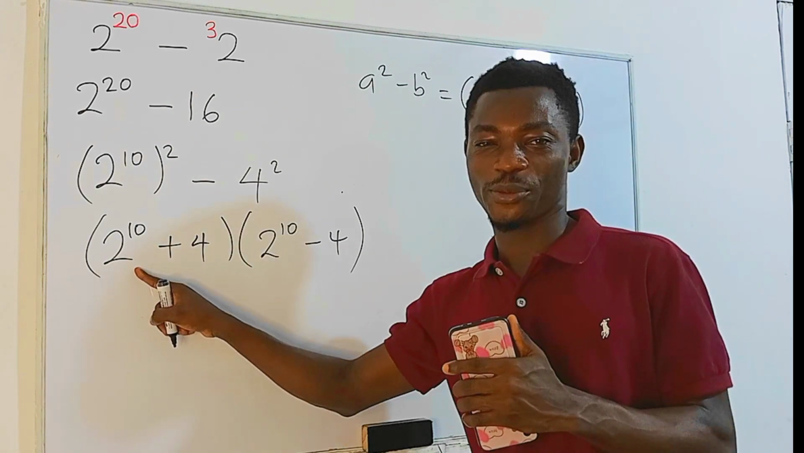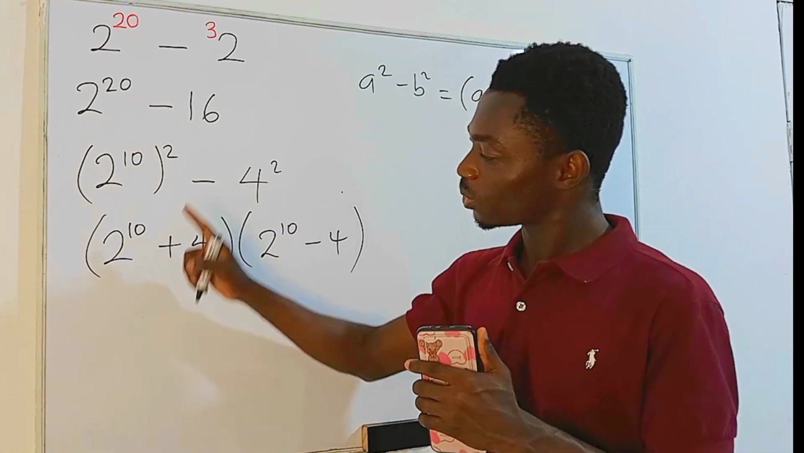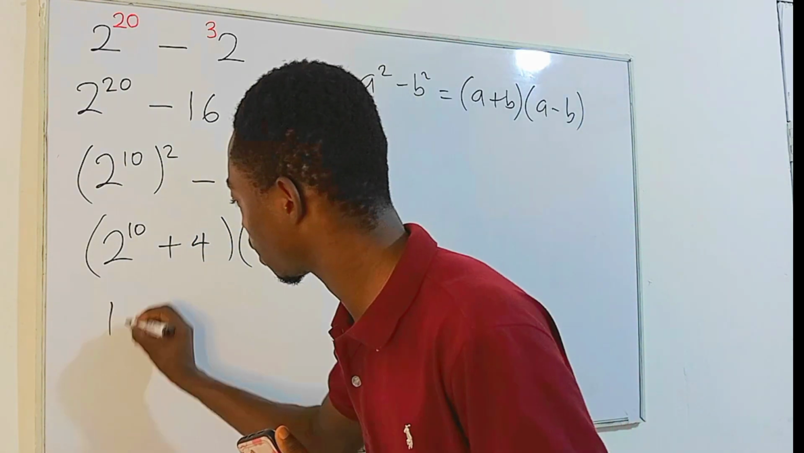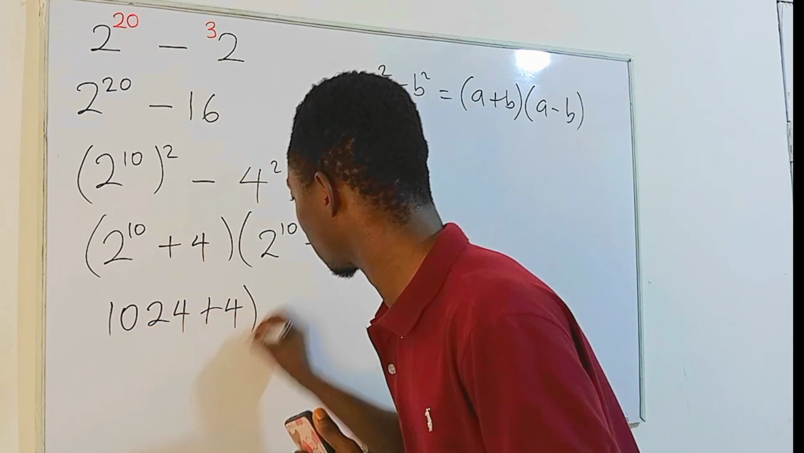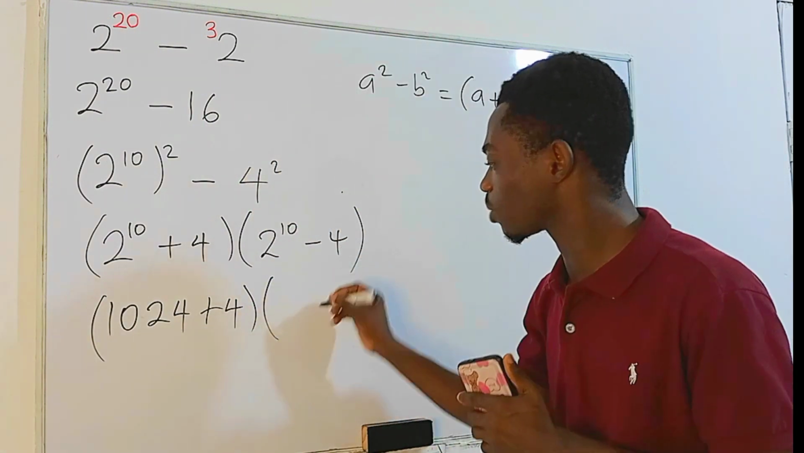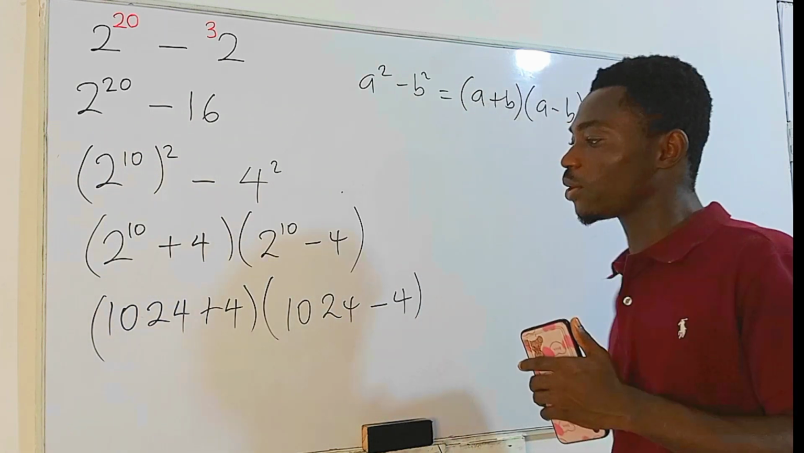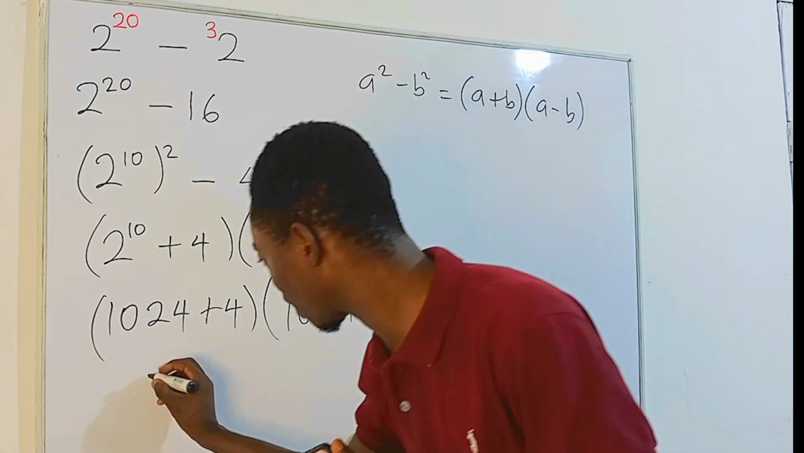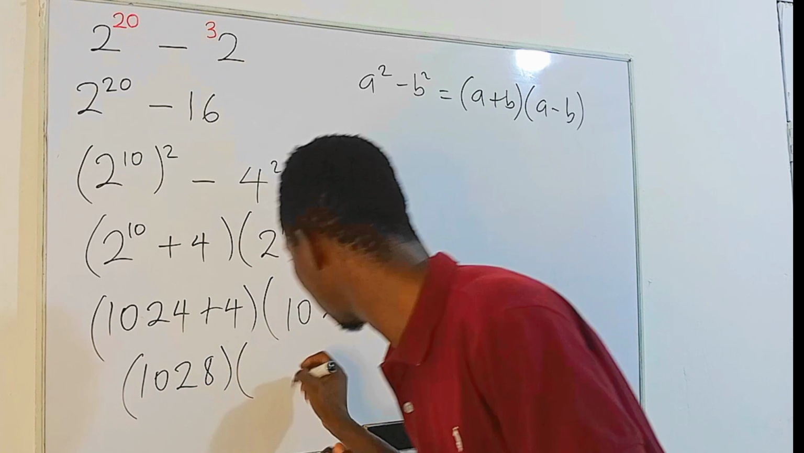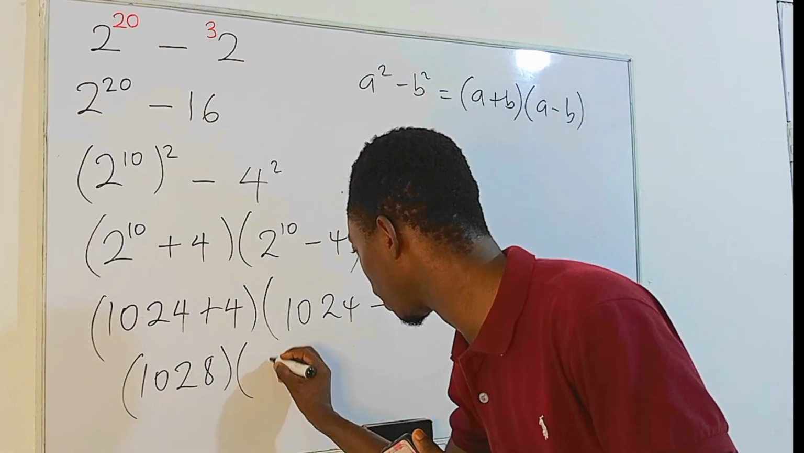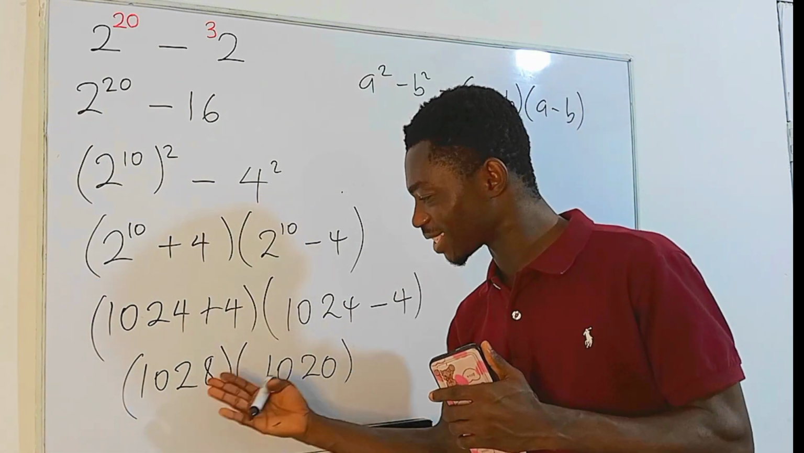2 to the power 10 is a repeated multiplication. 2 is multiplying itself 10 times, right? So 2 to the power 10 is actually 1024, then plus 4 right here. Then times this right here. This is also 1024 minus 4. There we go. Now, the whole of this is going to give us 1028, and this is multiplying this minus this, which is going to be 1020.